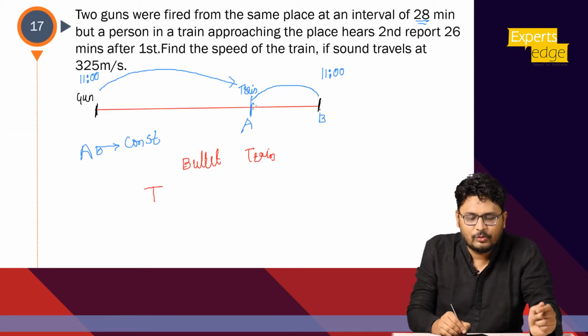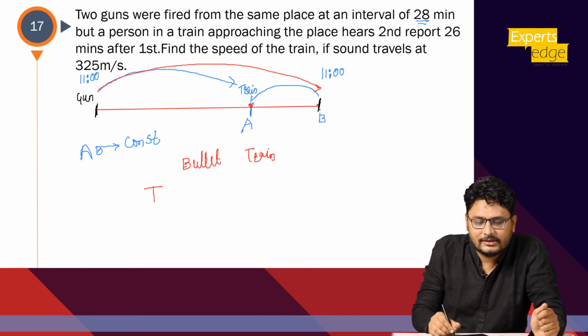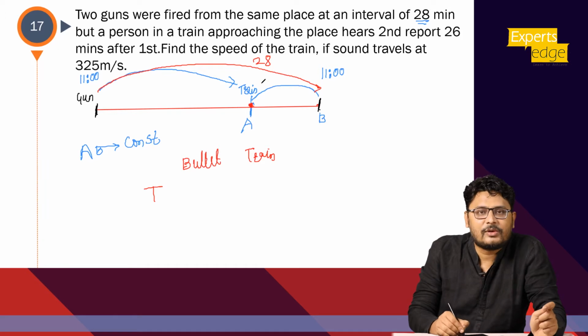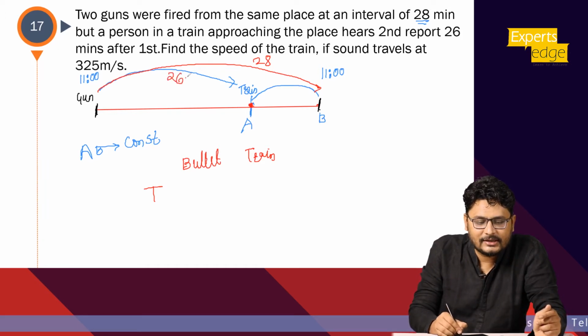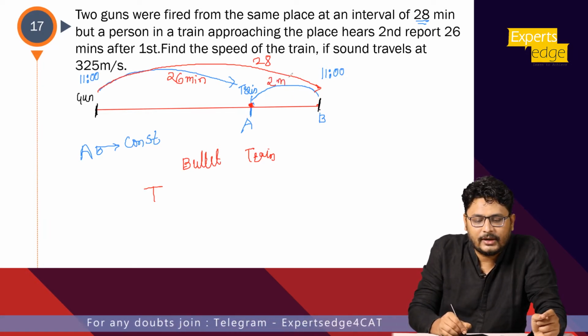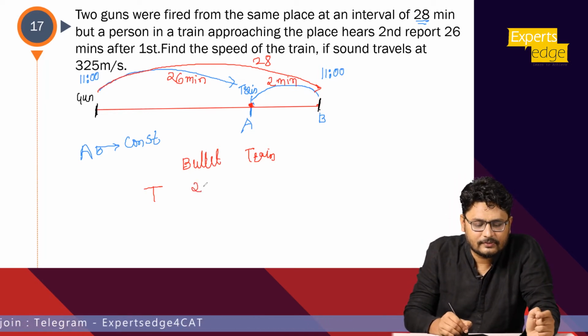How much time does this bullet take to travel the distance A to B? For the whole second interval, the bullet takes 28 minutes to travel to this point, right? But this man hears the sound after an interval of 26 minutes only. That means the bullet travels here in 26 minutes only. So the complete travel takes 28 minutes, up to here 26. That means traveling from A to B, the bullet takes 2 minutes more, right? So the time for this bullet is nothing but 2 minutes.